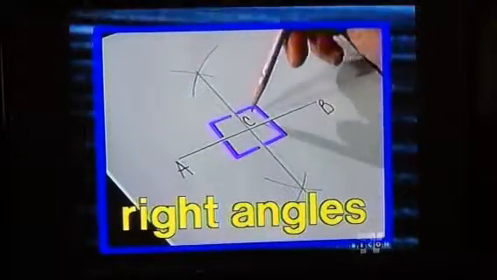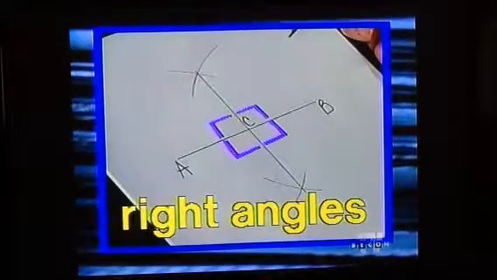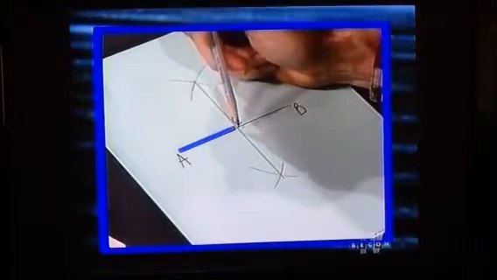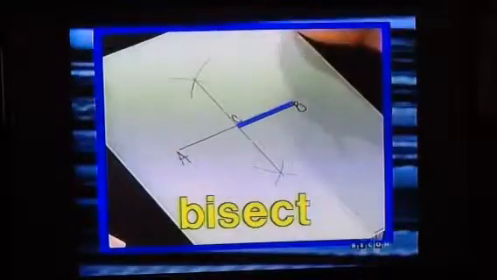So what have we learned here? We've learned that perpendicular lines are lines that intersect and create 90-degree angles. We've also learned that we can divide a line segment into 2 equal parts simply by bisecting it.